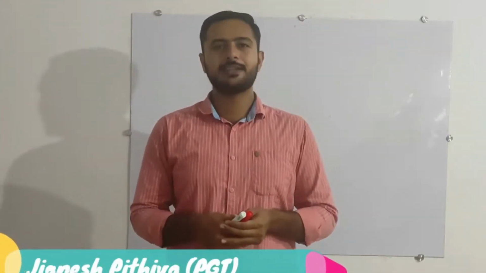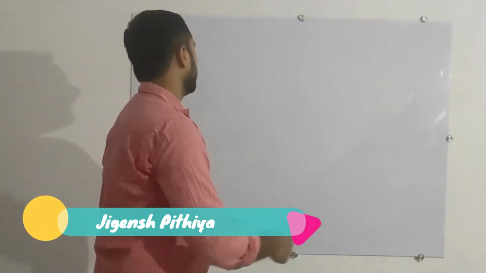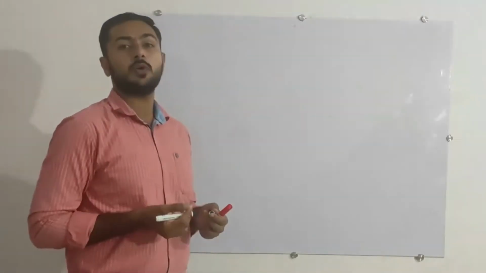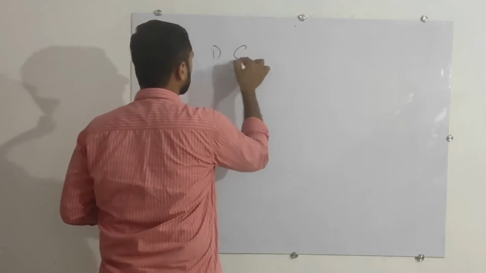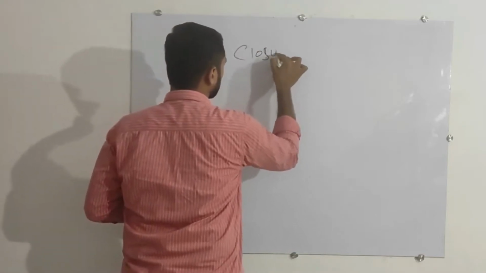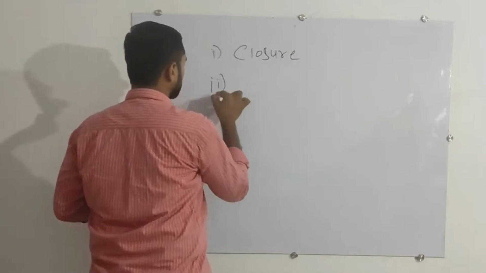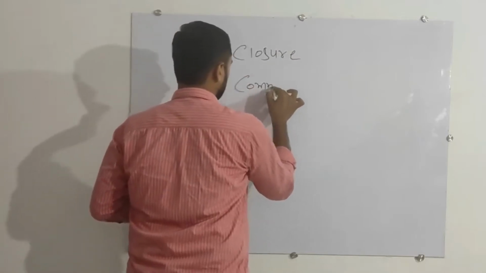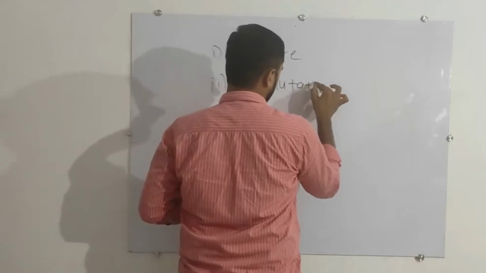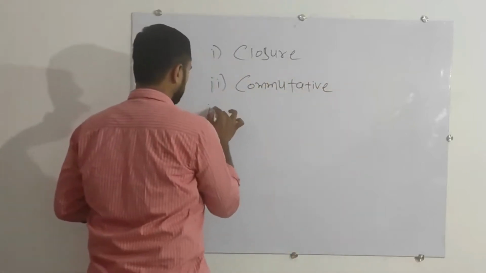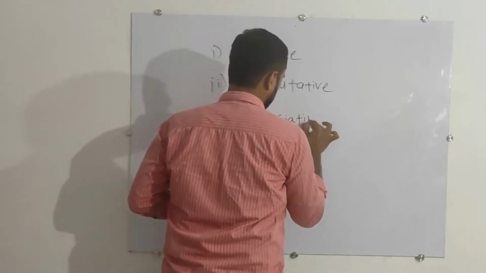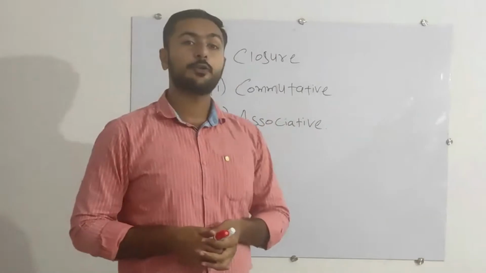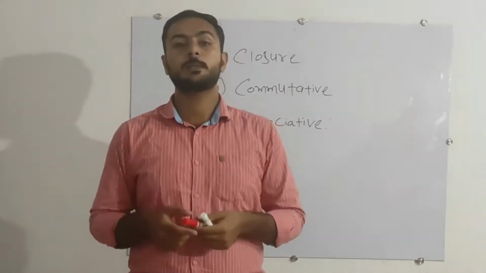Before we start today's lecture, let's recall what we did in our last lecture. Okay, so let's do the quick revision. In the last lecture, we discussed the different properties. The first one was closure, the second one was commutative, and the third one was associative. We checked for different operations like addition, subtraction, multiplication and division.